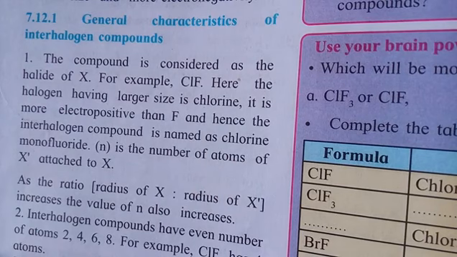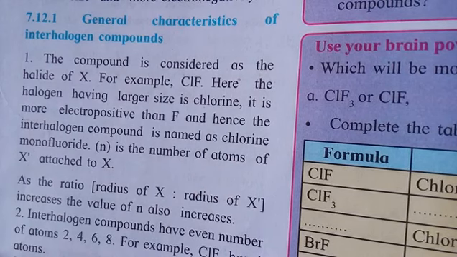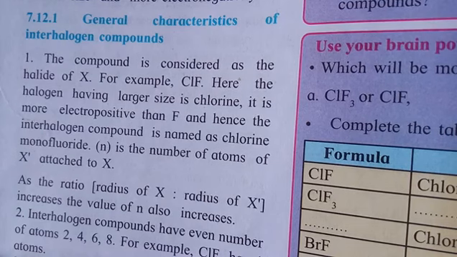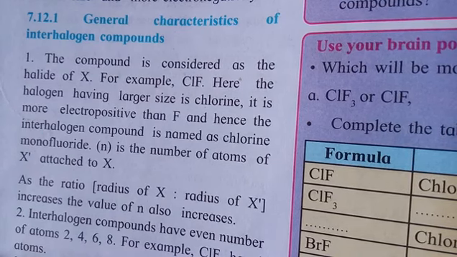Here n is the number of atoms Y attached to X. As the radius ratio of X to Y increases, the value of n increases. Interhalogen compounds have an even number of atoms, like 2, 4, 6, 8. For example, ClF3 has 4 atoms.